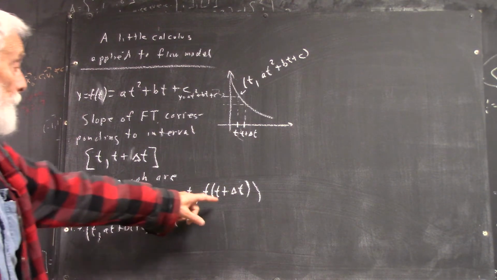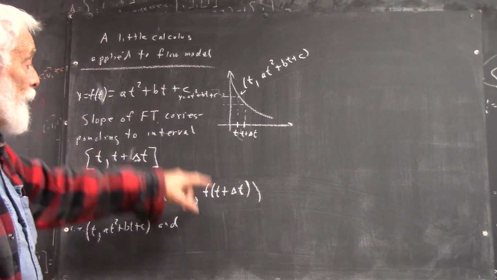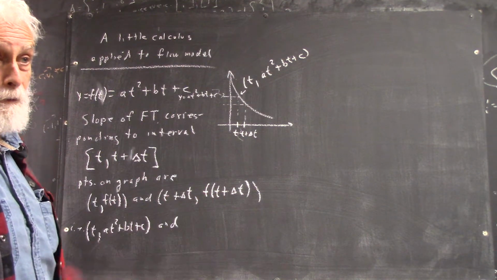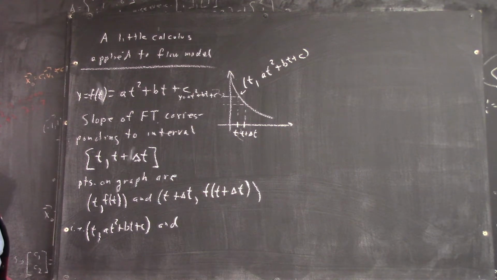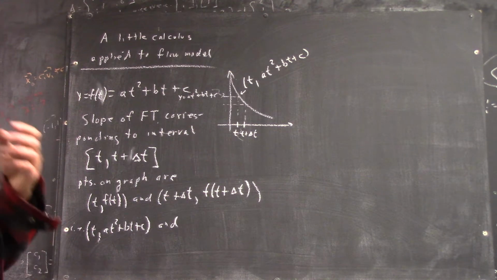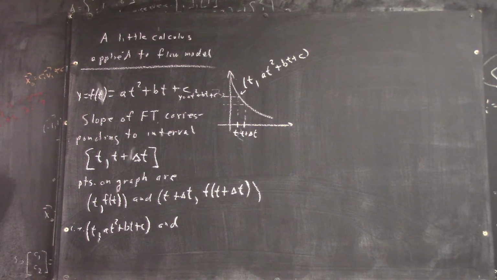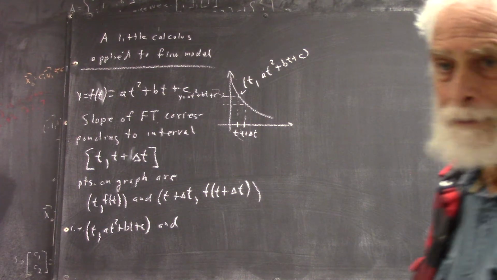So what's that mean? If f of t is this, f of t plus delta t is what? At squared plus bt plus c plus delta t? No. That's not how you use function notation, but it's what everybody wants to do. So thank you, but it's not quite right. What's wrong with it? Can you see what's wrong with it?